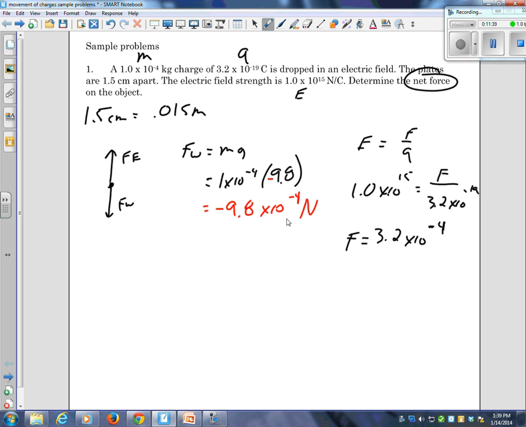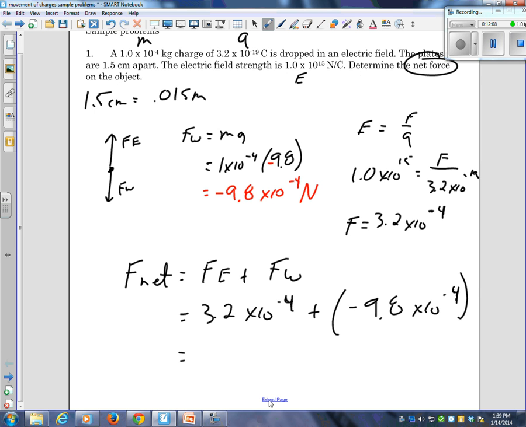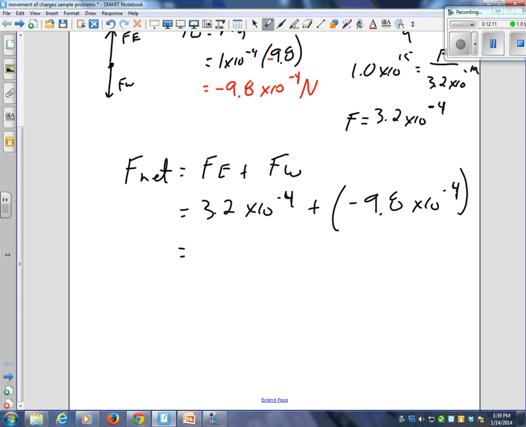Now, when I add them together, what do I get? This one is positive, this one is negative. So what is my net force? My net force is my electric force plus my weight force, which is 3.2 times 10 to the minus 4. And I add negative 9.8 times 10 to the minus 4. Could you get an answer that has times 10 to the minus 4 in it? Yes. What is this formula after you plus that? What does that formula mean?